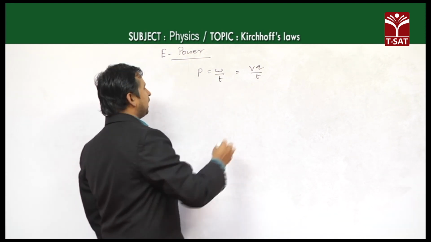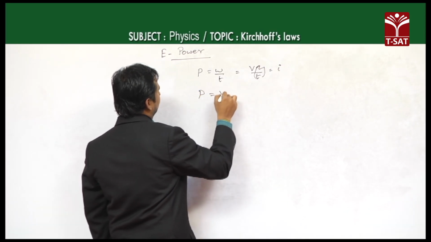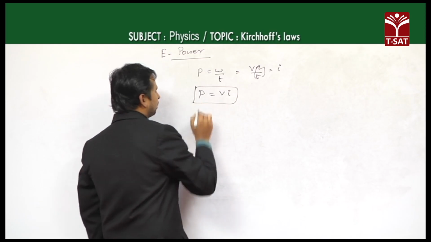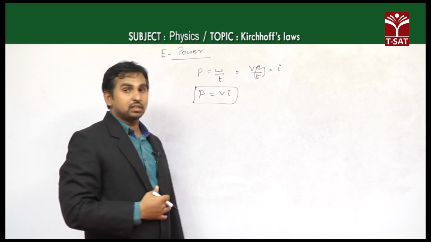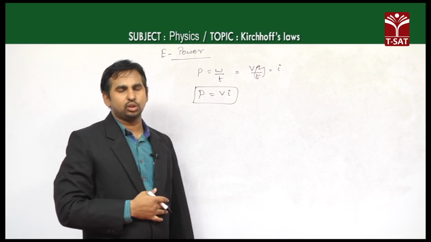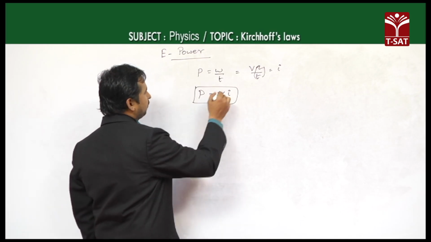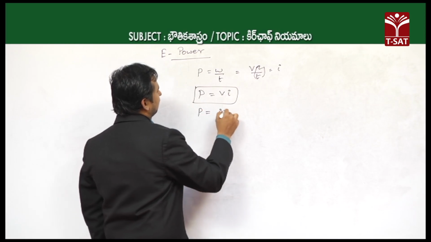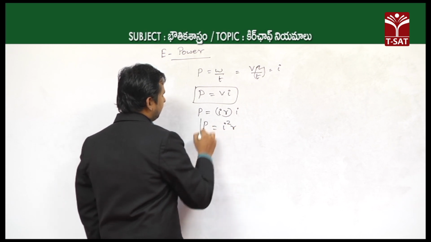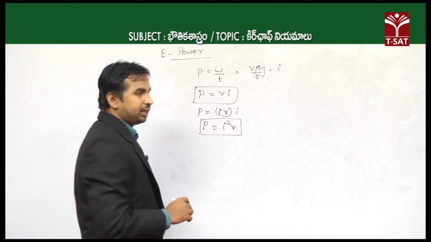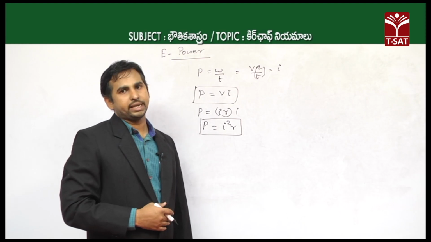From this we can write Q by T as equal to I. Then power P is equal to V of I. So the formula to find the power, when you are maintaining some potential difference V and current I is passing through, is P is equal to V into I. But from Ohm's law we know that V is equal to IR, so if you substitute V is equal to IR, then IR of I, it becomes P is equal to I square R. This is the formula if you have the current and resistance in the given circuit. So P is equal to I square R.